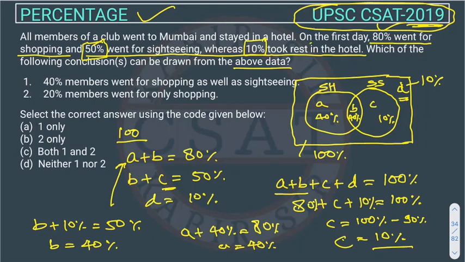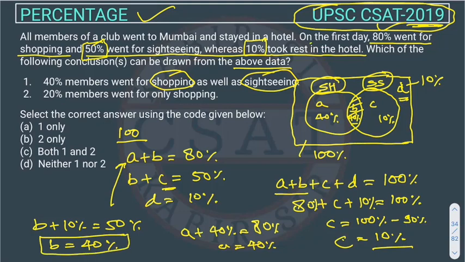The first conclusion: 40% of members went for shopping as well as sightseeing. So we have to find the people who are going for both, shopping and sightseeing. In this area, because these are the people who are going for both. So we have to find the value of B, and you can see it's 40%. So this conclusion is right.